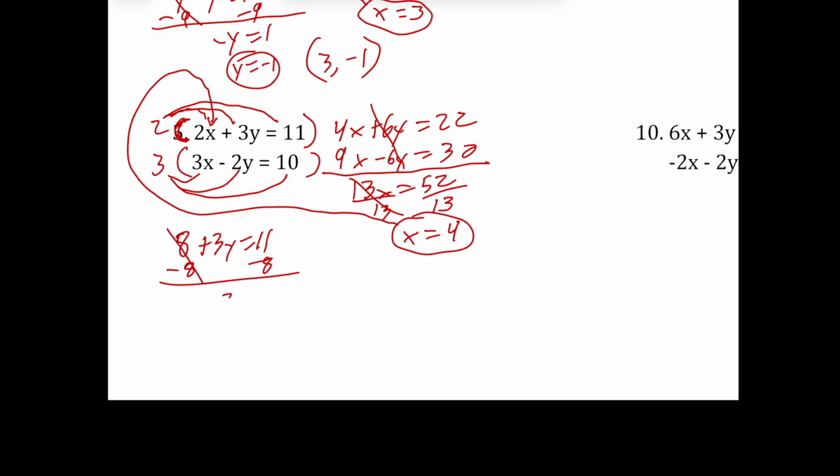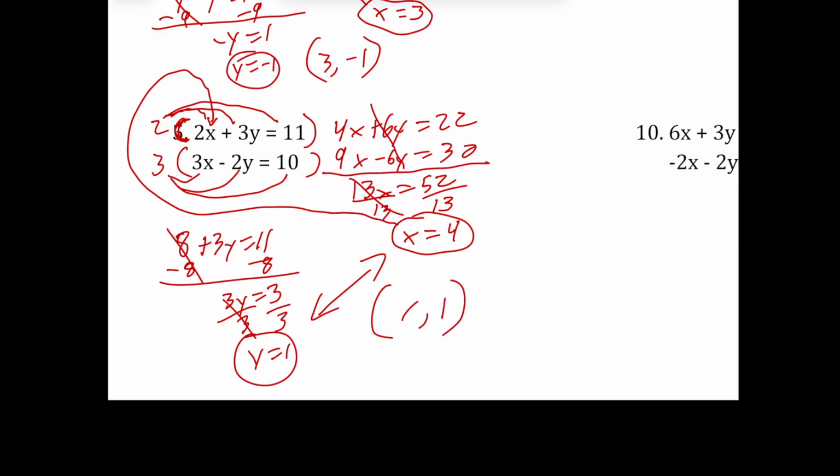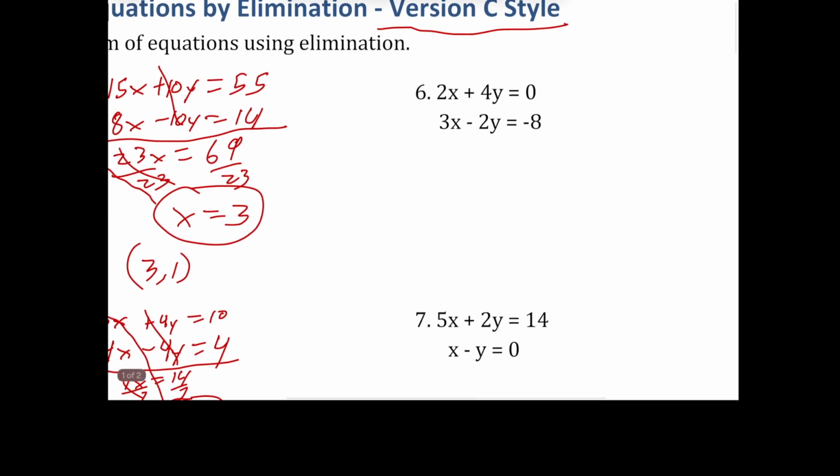Now it's just a matter of plugging in. If I plug in right there, and I can plug in on top, it doesn't matter. But I'm just going to get a 2 minus y equals 0. Once I minus 2 from both sides, I'm going to get a negative y equals negative 2, which gives me a positive y equals a positive 2. And my answer is 2, 2. There's my x, there's my y.